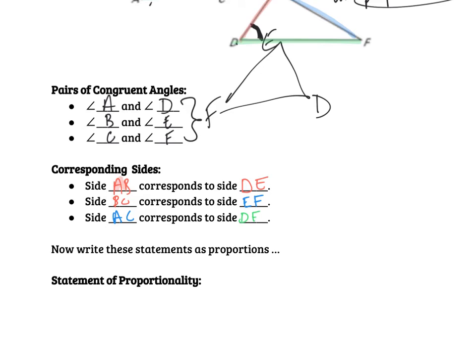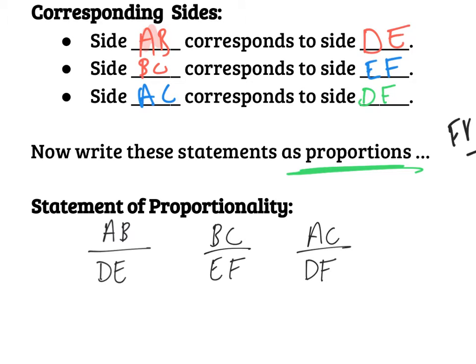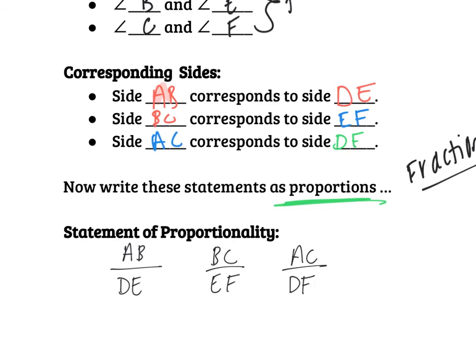The next thing says, write these statements as proportions. Proportions are just fractions. Okay, the side lengths that correspond to each other are partners. They're going to go in the same fraction. So I'm going to write AB over DE. Another one would be BC over EF, and then AC over DF. Those are my three proportions, okay?